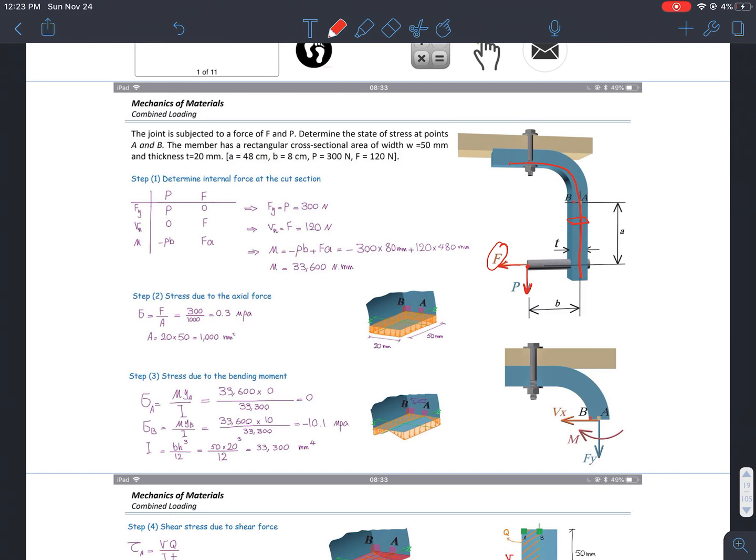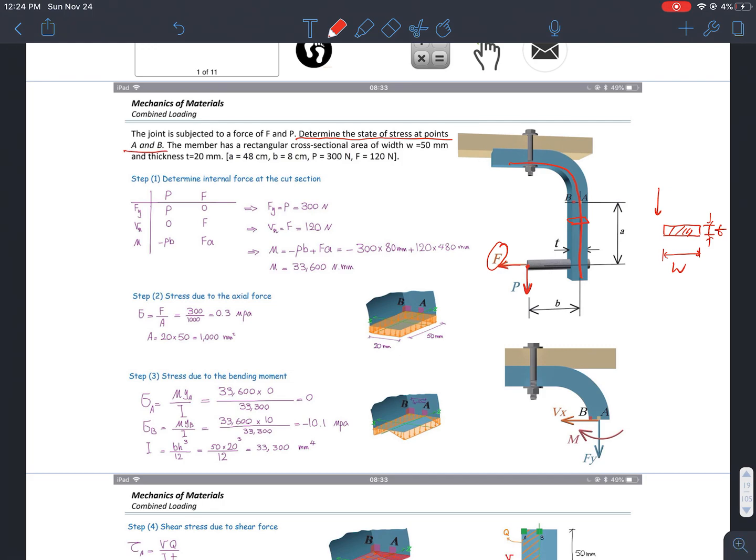So if I do this, I will see a W. When I cut and see from the top, I will have a T this way and a W this way. So this is the cross section here. And the question is that we need to determine the state of the stress at points A and B.